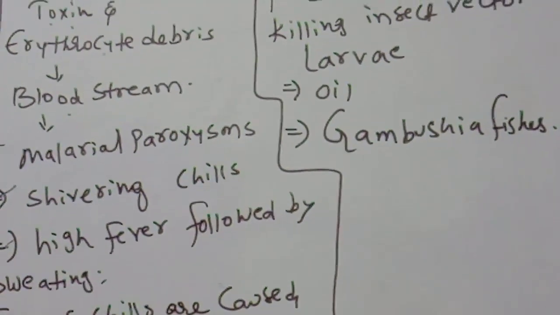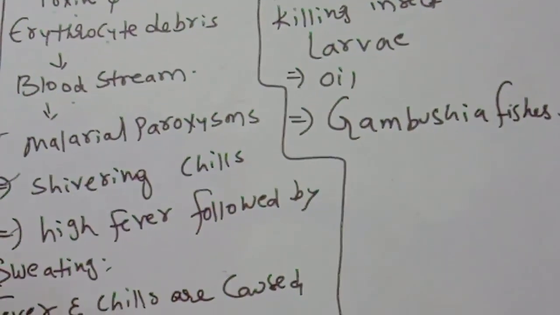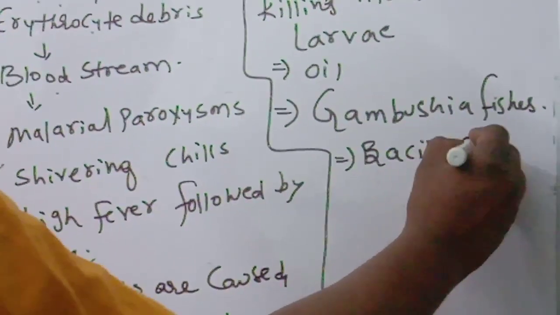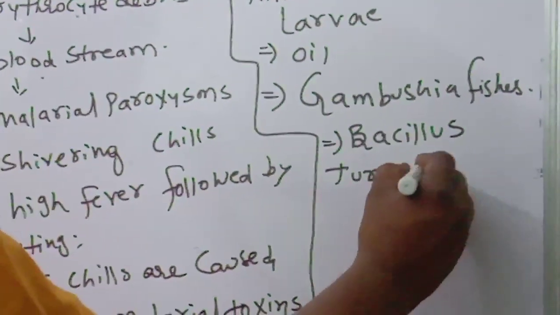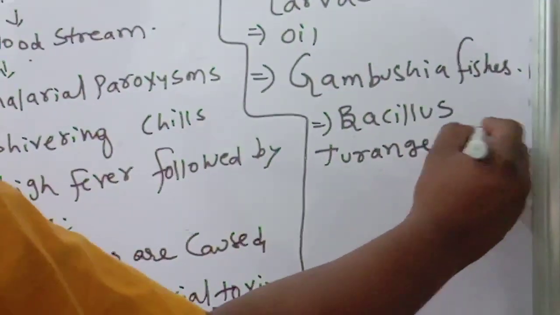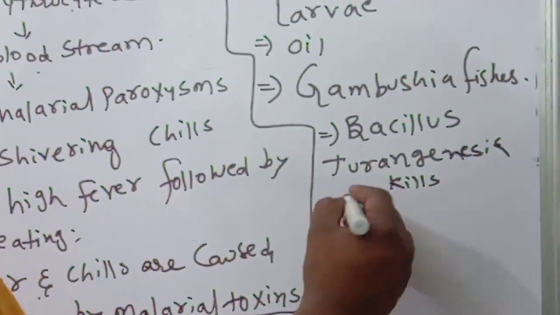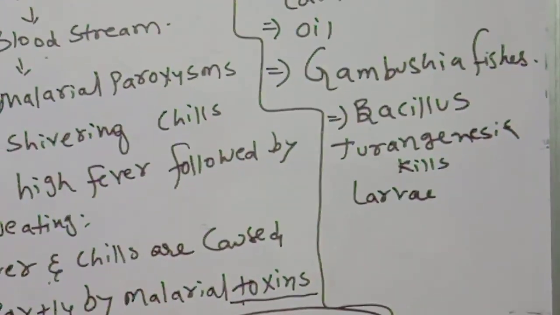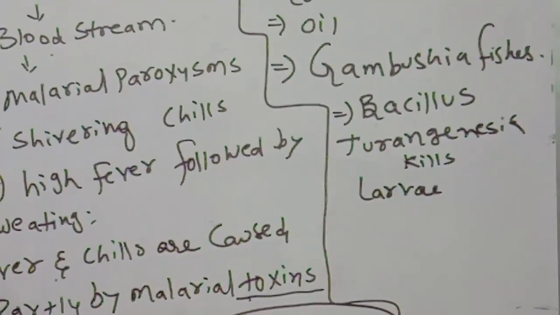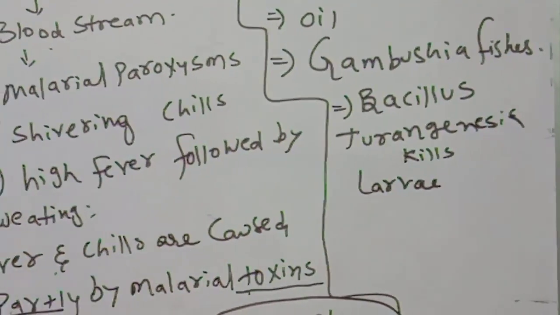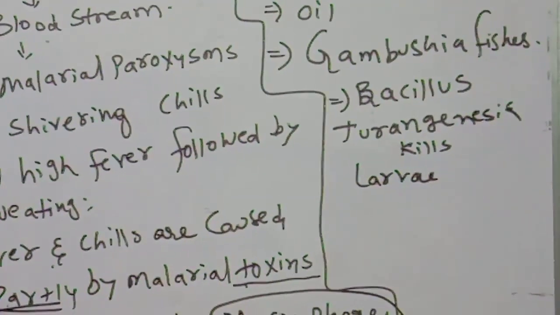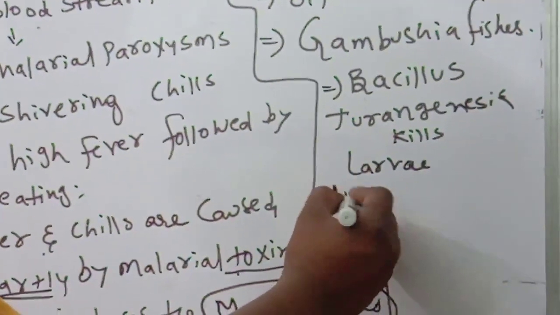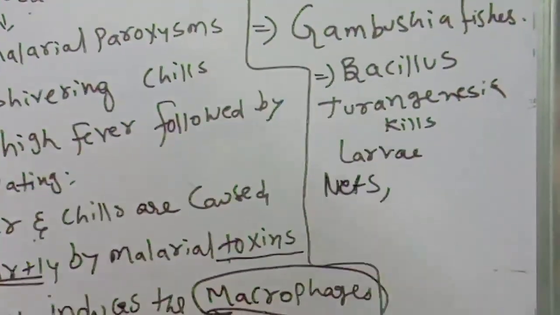Next, Bacillus thuringiensis, which kills the mosquito. One more bacteria, Bacillus thuringiensis, very important, BT. What will it do? This bacteria kills the larvae of mosquitoes, and it is non-toxic too. Next, we have to use mosquito repellents, mosquito nets, and products like All Out.